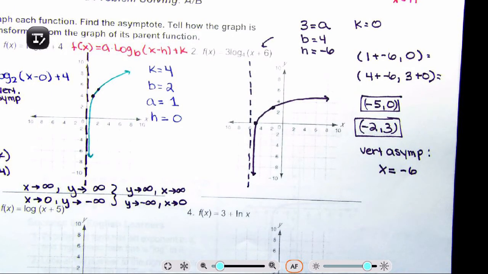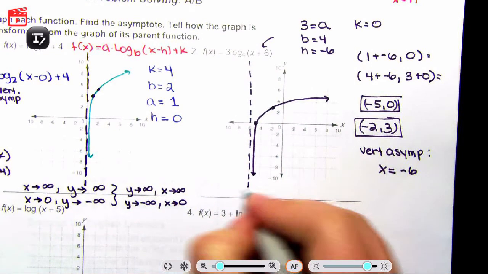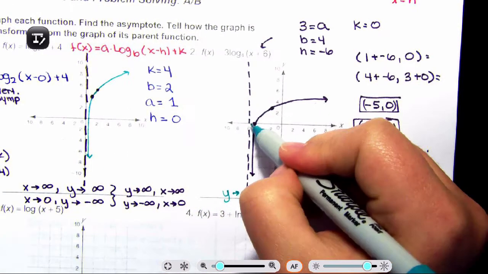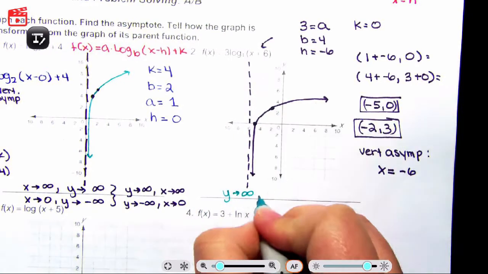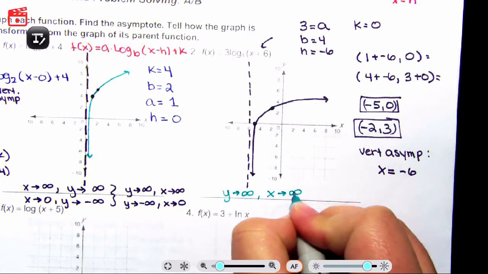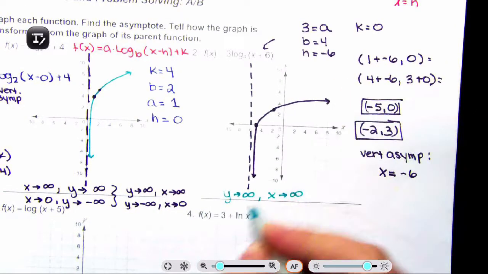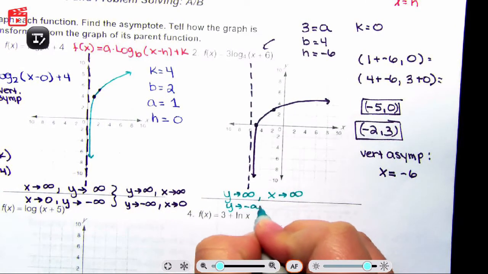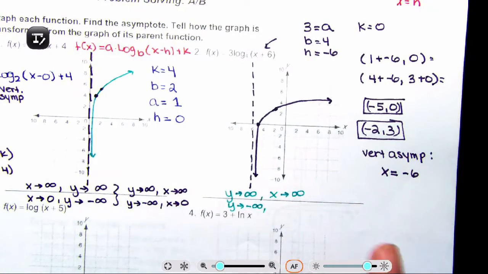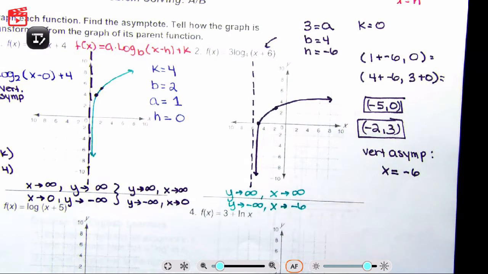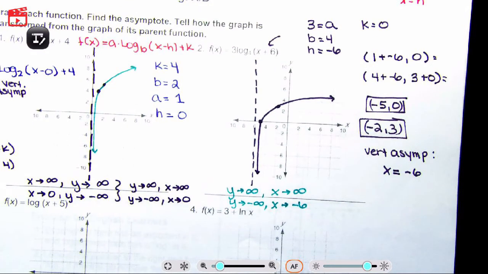And again, let's do our end behaviors here. As y approaches infinity, as y gets super duper big, what happens to our x values? Our x values also get super duper big. But as y gets smaller, as we go down, we approach negative infinity with our y values, and we're going to get extremely close to negative 6. However, we're not going to touch negative 6.